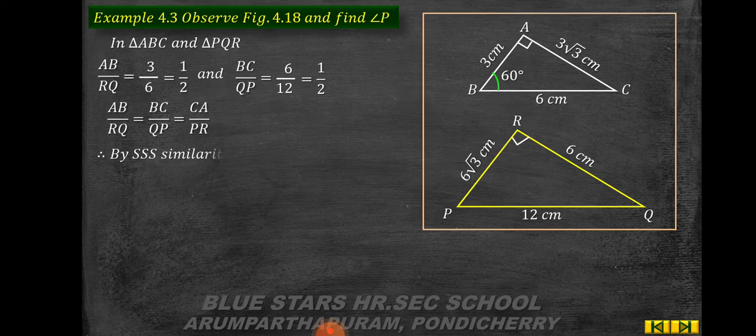Therefore, by side similarity, triangle BAC is similar to triangle QRP.